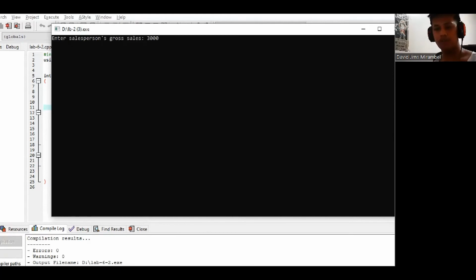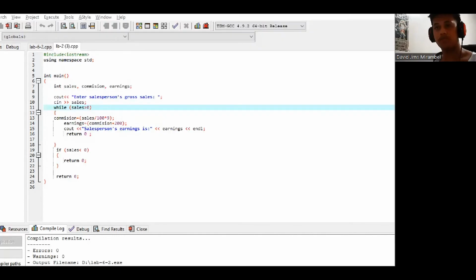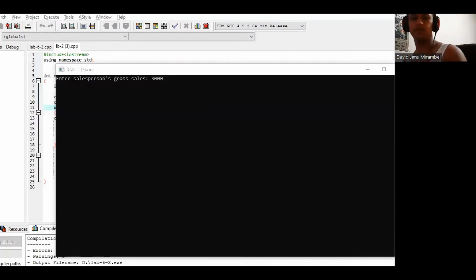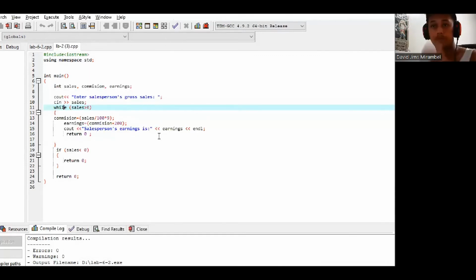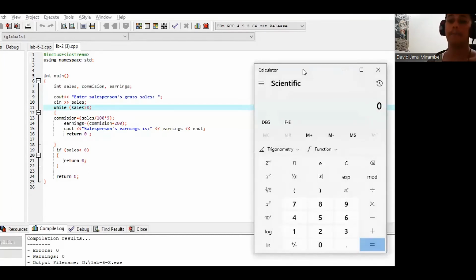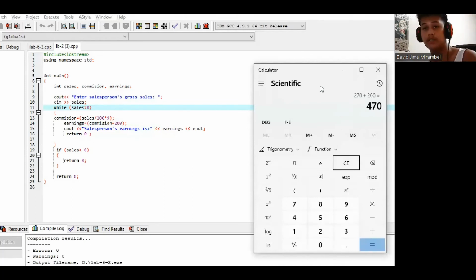So let me use the formula first to check if this is accurate. I have two execution programs. Okay, calculator. Formula: our sales is 3,000, divided by 100 times 9, that is my commission, and plus 200 is the earnings. So 470 is my earnings.